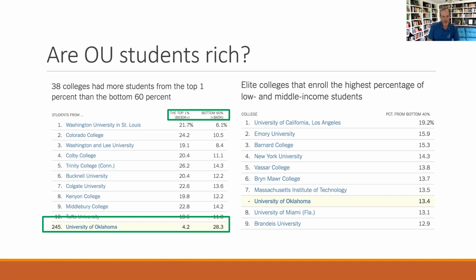So there's OU here, and the way the story works is you pick Oklahoma and it plugs it into the chart for you. Really good data journalism. Then we can look at what percentage of students are from the bottom 40% compared to some of these other schools. At OU, 13.4% of the students are from the bottom 40%, and it actually compares fairly well with some of these other schools.